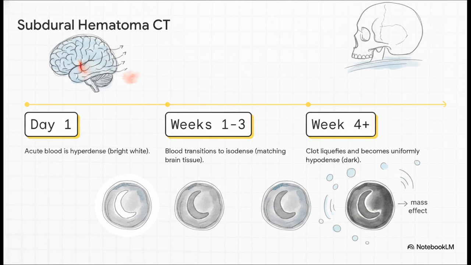On day 1, acute blood is hyperdense. It shows up bright white on the scan. Over weeks 1 to 3, it becomes isodense, meaning it essentially blends right in with the surrounding brain tissue. But by week 4 and beyond, progressive osmotic lysis of that blood clot drives fluid accumulation. It turns hypodense, or completely dark. It's expanding incredibly slowly, eventually causing that delayed, massive pressure effect.